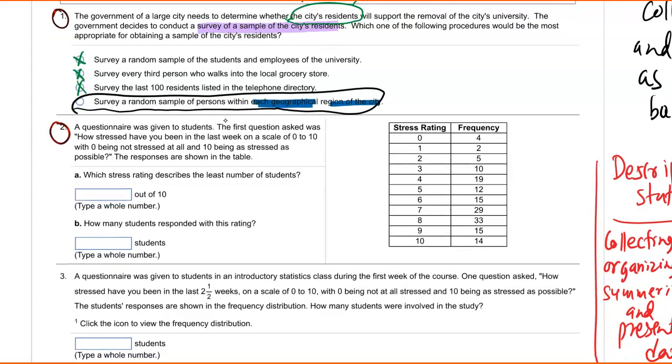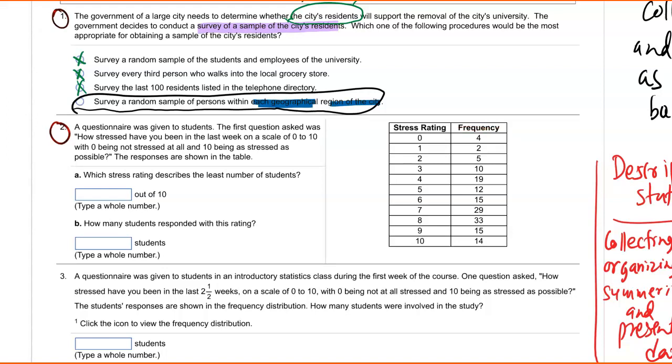Question number 2. A questionnaire was given to the students. The first question asked was, how stressed have you been in the last week on a scale of 0 to 10? 0 being not stressed at all, 10 being as stressed as possible. The responses are shown in the table here. See, stress rating, frequency. Now we have another word, frequency. What do you mean by frequency?